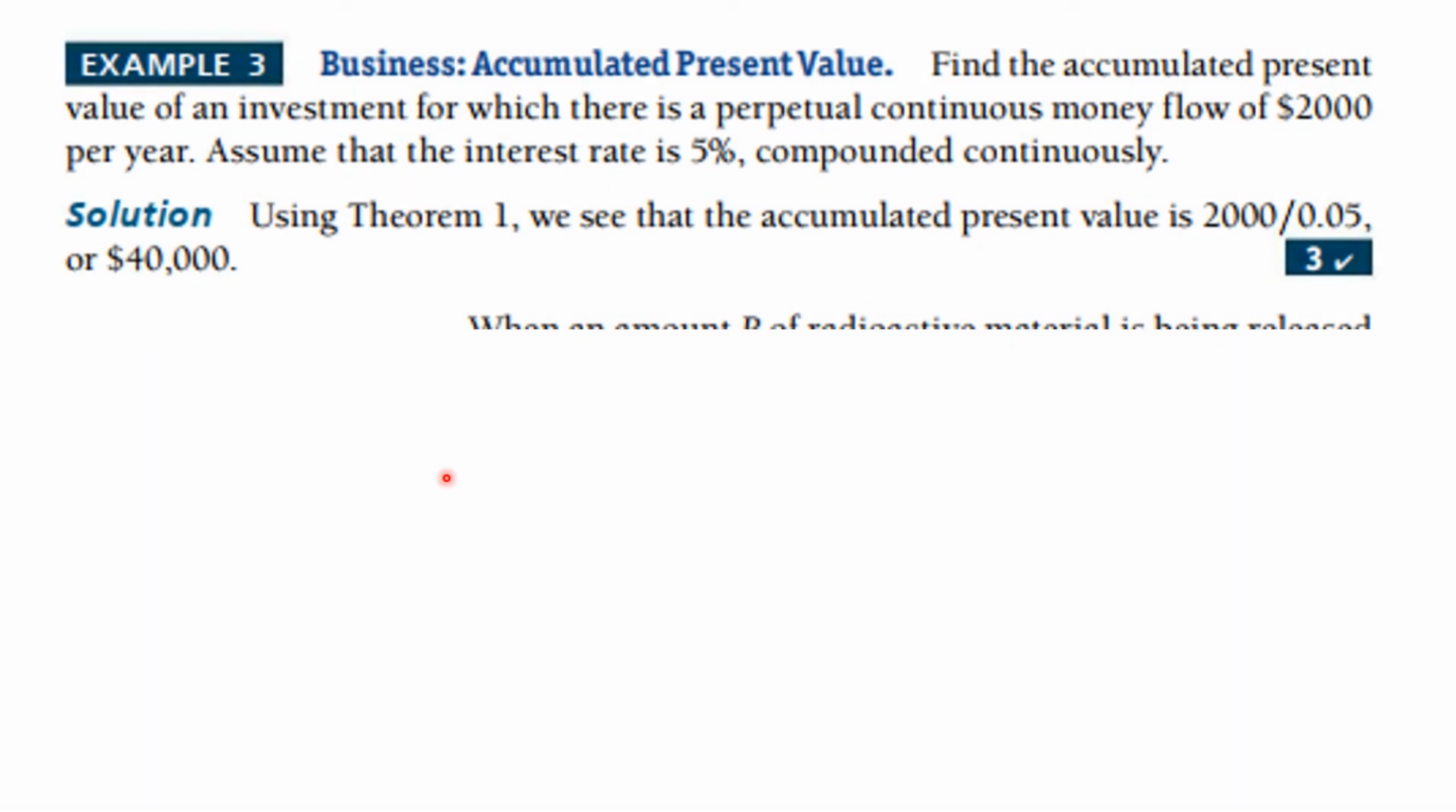All right, let's do an example of this then. We want to find the accumulated present value of an investment for which there is a perpetual, and that means you're going to infinity, continuous money flow of $2,000 per year, and the interest rate is 5% compounded continuously. We just use that theorem, plug it in. We get 2,000 over 0.05, or $40,000.